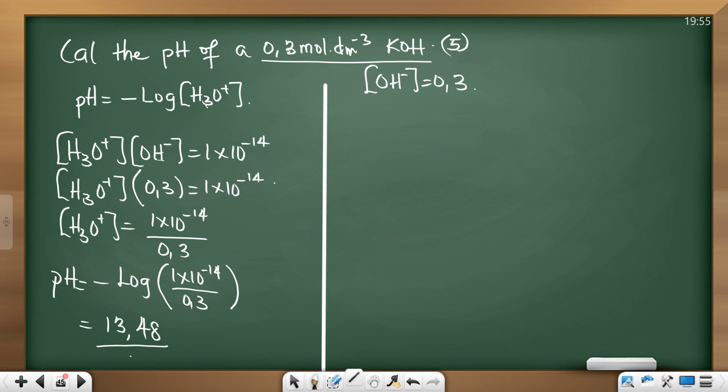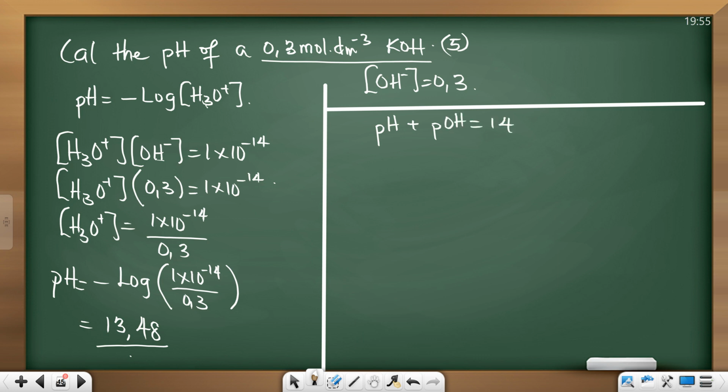Four marks, 5 marks there. But there's another method. pH plus pOH equals 14. That came from here as well. That pH plus pOH is equal to what? 14.